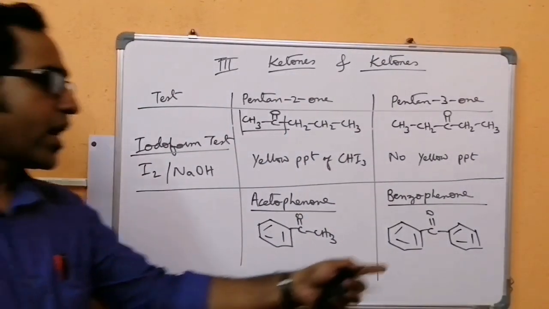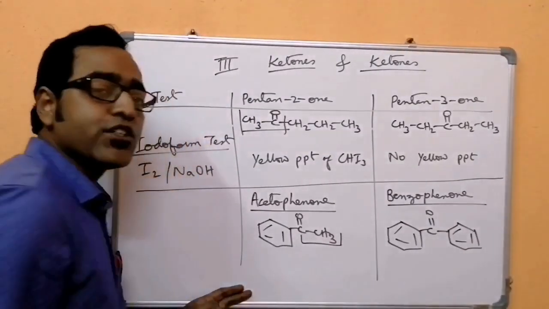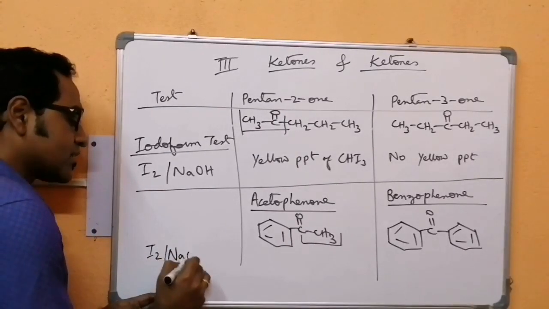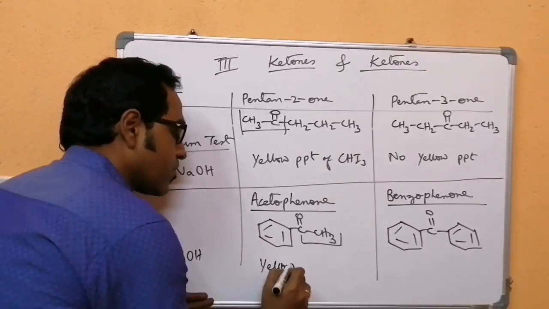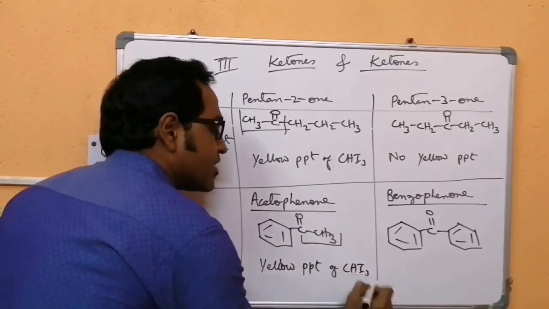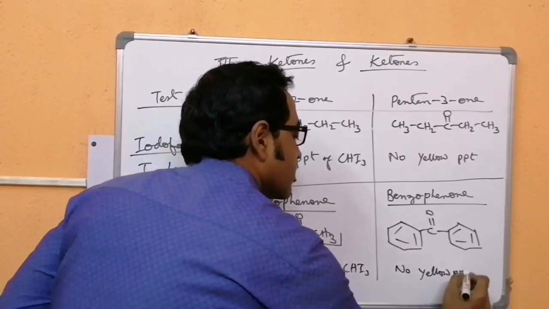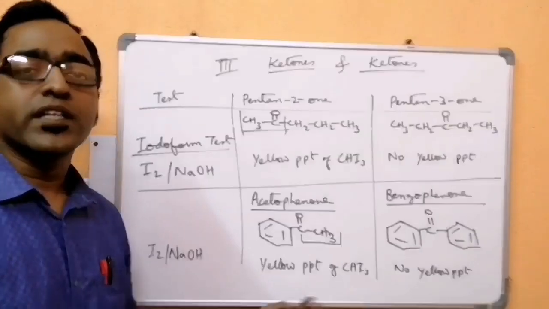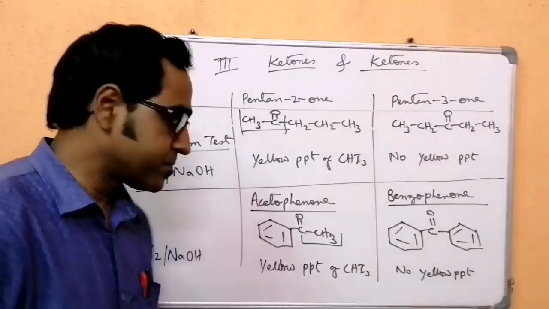So acetophenone and benzophenone. In case of acetophenone, here you can see there is a keto methyl group. So again you will do the iodoform test, I2/NaOH. Here it will give a yellow precipitate of CHI3. Here, no yellow precipitate. So whether it is an aliphatic ketone or an aromatic ketone, it doesn't matter. Always we have to do the iodoform test.